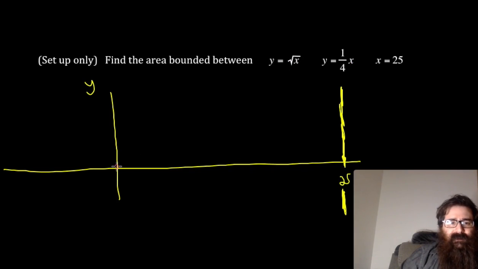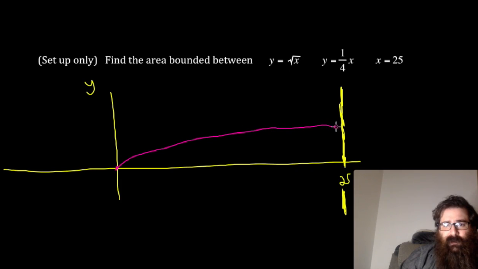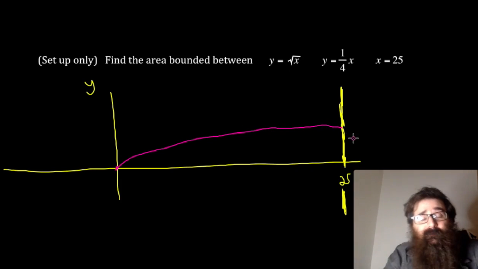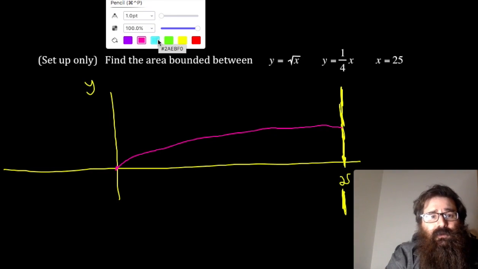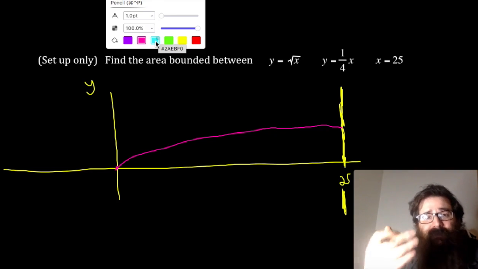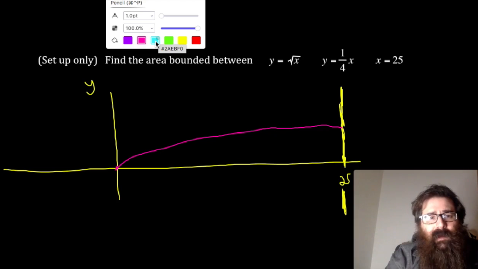Square root of x, I know how that looks sort of generally. I'm not trying to draw this to any great scale. Here's my square root function. Looks something like this, and then it's going to run into that wall at x equals 25. And I have an idea as to how a linear function like 1/4 x should look, but the question is always, is it going to be above? Is it going to be below? I want to know that maybe before I start drawing it.